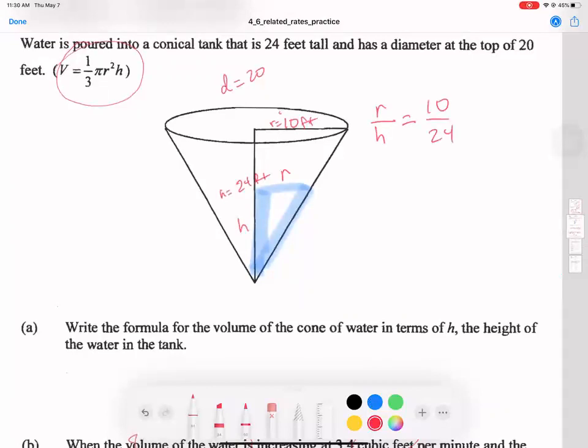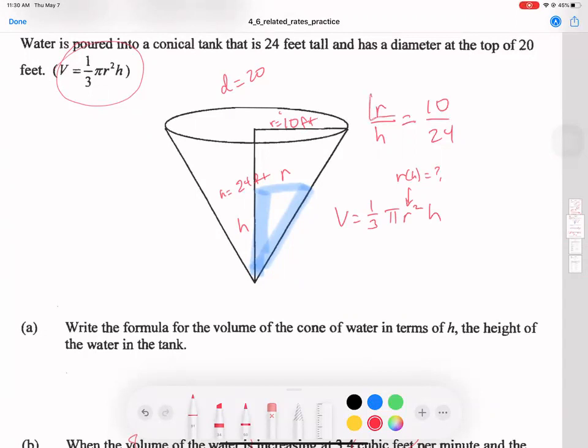I want you guys to see what I just did there. This is almost what you always do. We have V equals 1/3 pi r squared h. And we want to make all our r's into h's. What would r equal in terms of h? What would r be in terms of h?